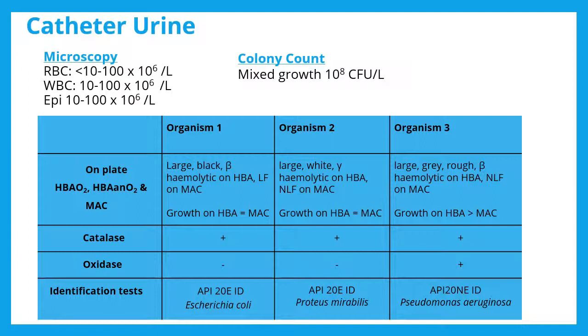Organism 3 grew as a large, grey, rough, beta hemolytic colony on both HbA plates, yet was non-lactose fermenting on MacConkey agar. The organism was both catalase and oxidase positive. A confirmatory API 20 NE was done, and the results indicated the organism was Pseudomonas aeruginosa.